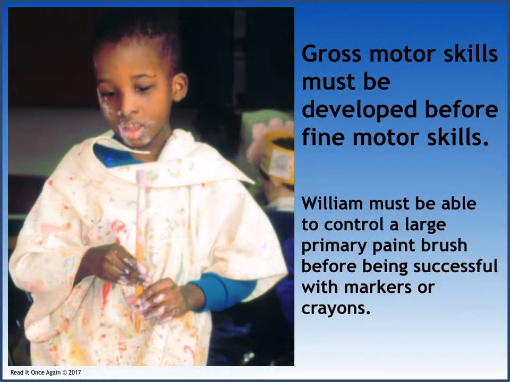Gross motor skills must be developed before fine motor skills. William must be able to control a large primary paintbrush before being successful with markers or crayons. Gross motor skills in this situation involve the ability for William to have muscle control from his shoulder, elbow, wrist, and then finally his fingers.